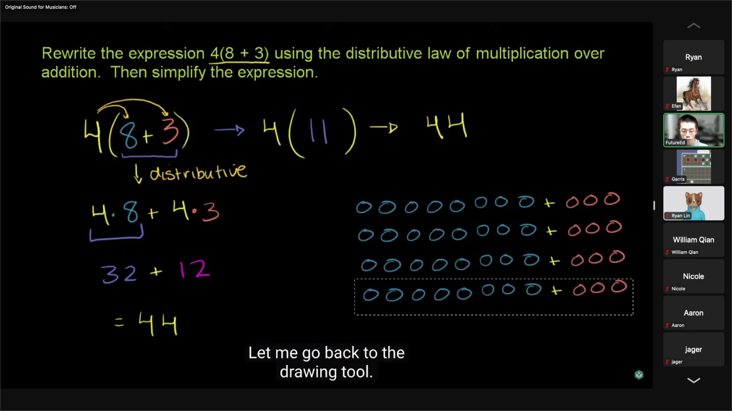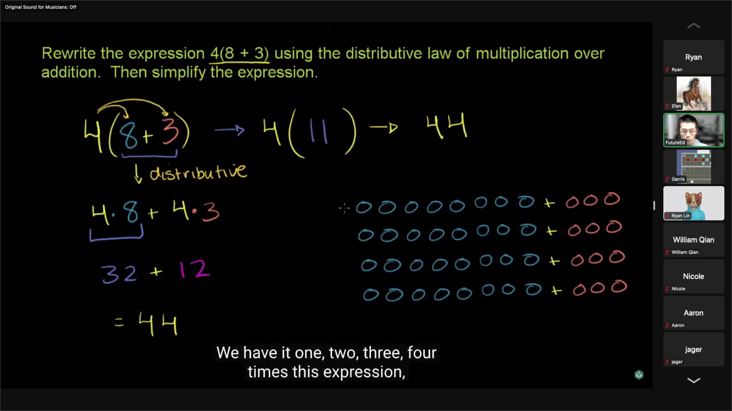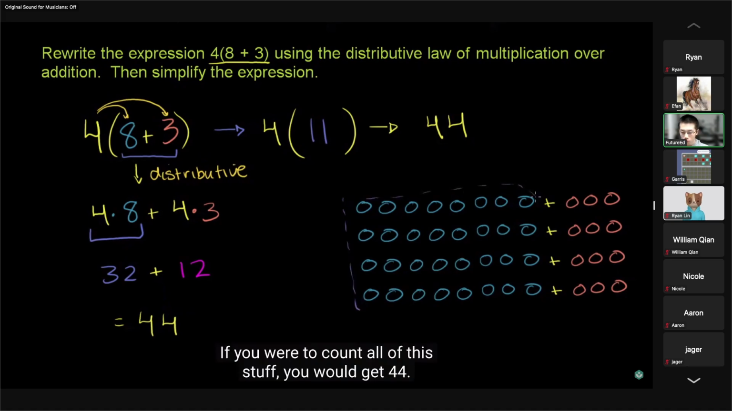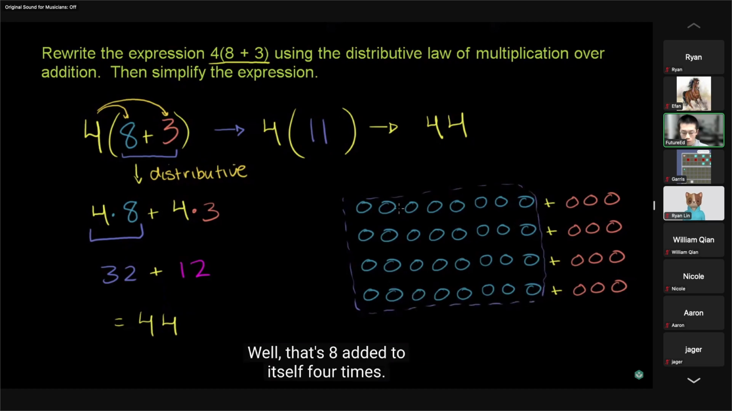Let me go back to the drawing tool. We have 1, 2, 3, 4 times this expression, which is 8 plus 3. Now, what is this thing over here? If you were to count all of this stuff, you would get 44. But what is this thing over here? Well, that's 8 added to itself 4 times. You can imagine you're adding all of these. So what's 8 added to itself 4 times? That is 4 times 8.